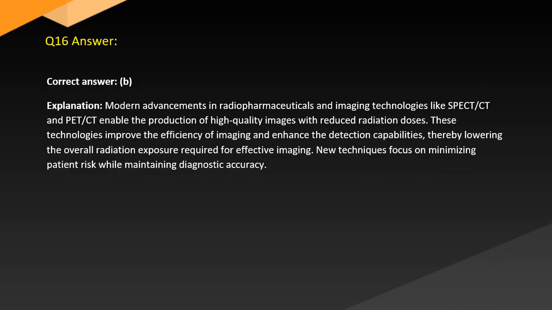Answer. Correct answer: B. Explanation. Modern advancements in radiopharmaceuticals and imaging technologies like SPECT and PET enable the production of high-quality images with reduced radiation doses. These technologies improve the efficiency of imaging and enhance the detection capabilities, thereby lowering the overall radiation exposure required for effective imaging. New techniques focus on minimizing patient risk while maintaining diagnostic accuracy.